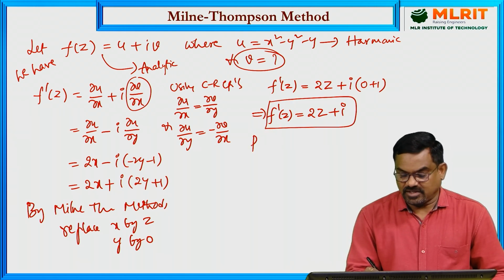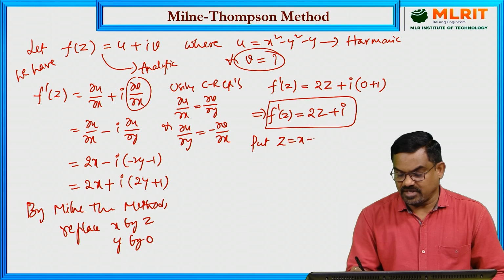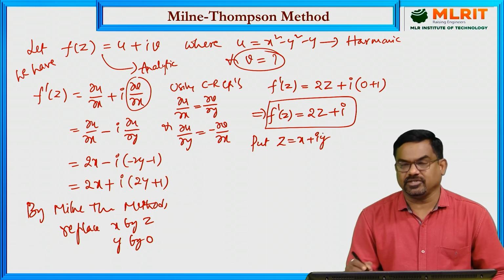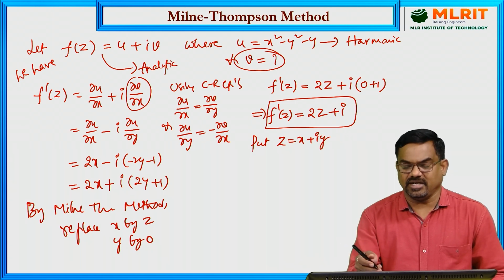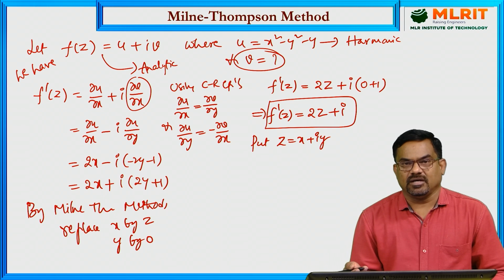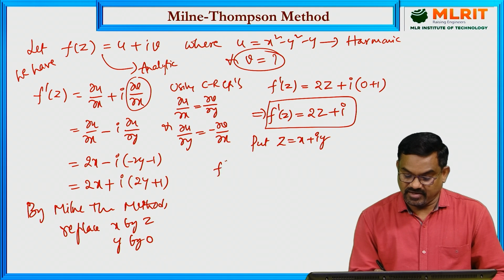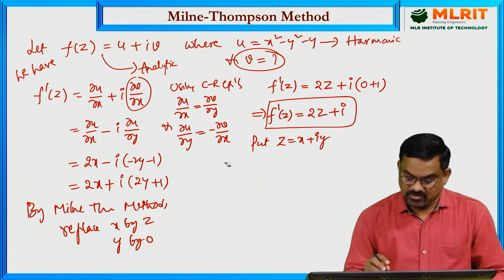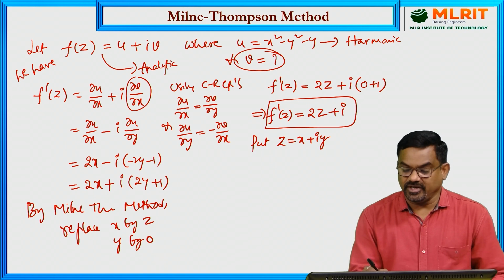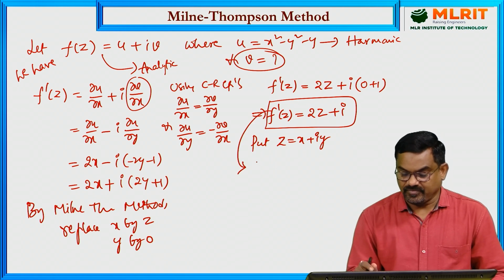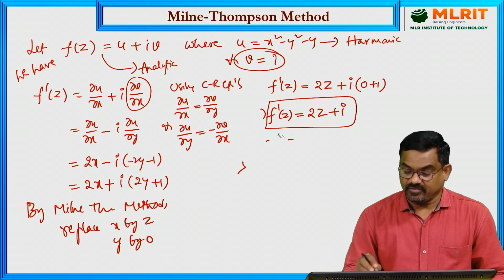Now, by substituting z equal to x plus iy and splitting into two parts, real and imaginary, we can find that second function v, which is the conjugate harmonic function of u. So let us substitute z equal to x plus iy. Okay, before that, first we need to find f of z. After that, we substitute z equal to x plus iy. Okay, let us start from here again.